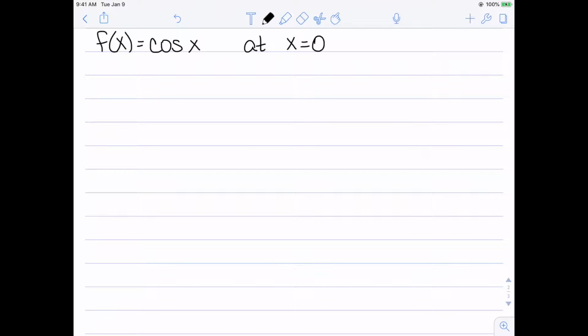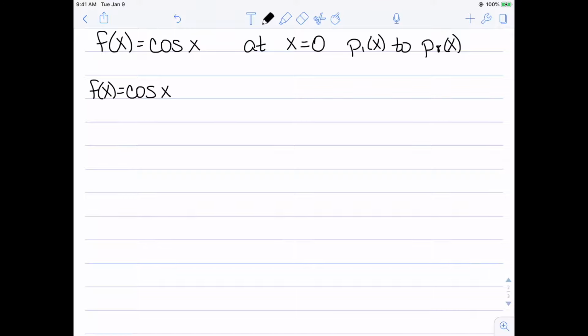So I want to try to find some of these polynomials for f of x equal to cosine of x at x equal to 0. In fact, I want to find p1 through p8, which seems excessive, but it's actually going to work out kind of nicely. So in order to do this, I'm going to need to start taking derivatives.